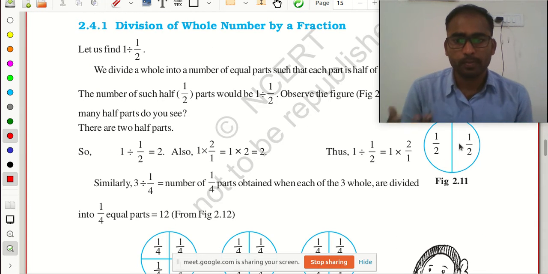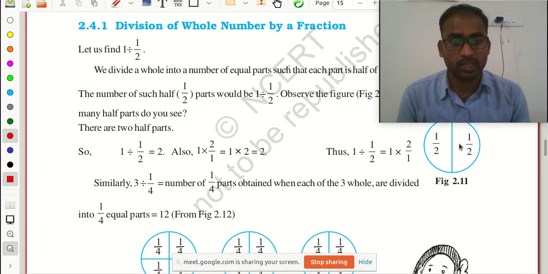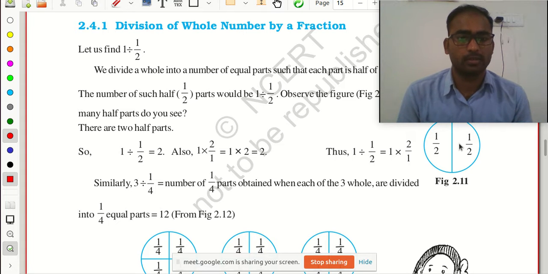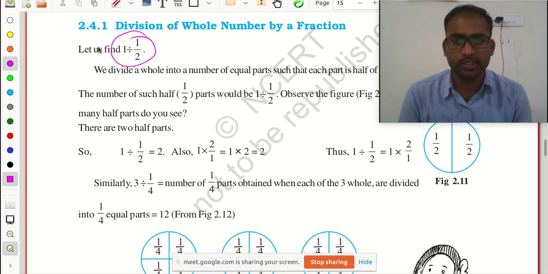Next, division of a whole number by a fraction. Just now we divided a whole number, so we understood the concept behind the fraction, for a whole number with a fraction and a fraction with another fraction. But now we will solve some more examples on division of a whole number by a fraction. Clear? Then suppose, observe this example. What is the value of 1 divided by 1 by 2?